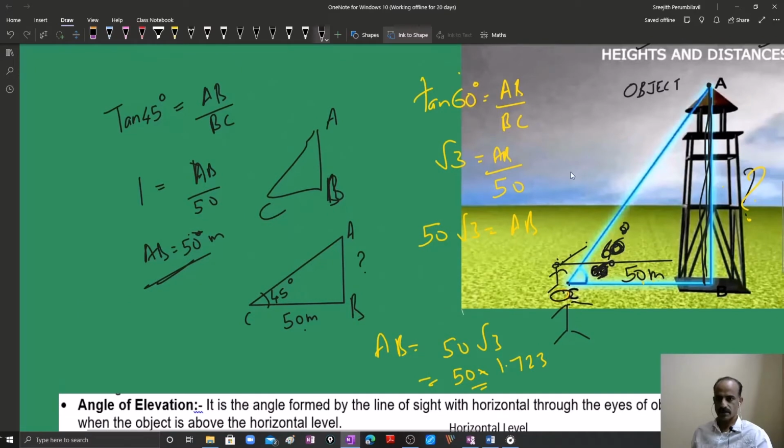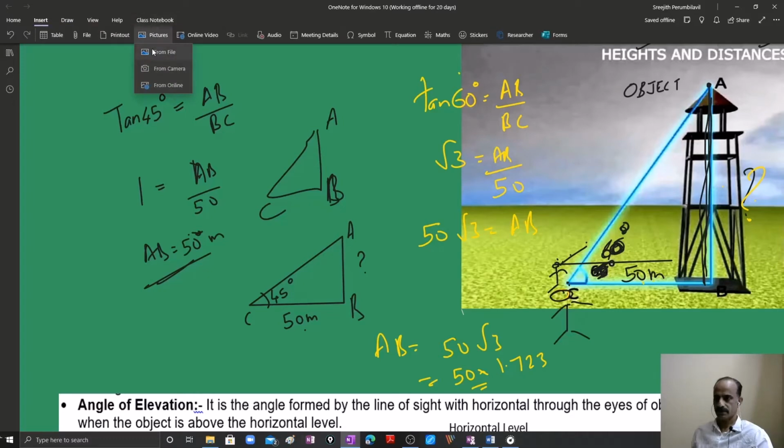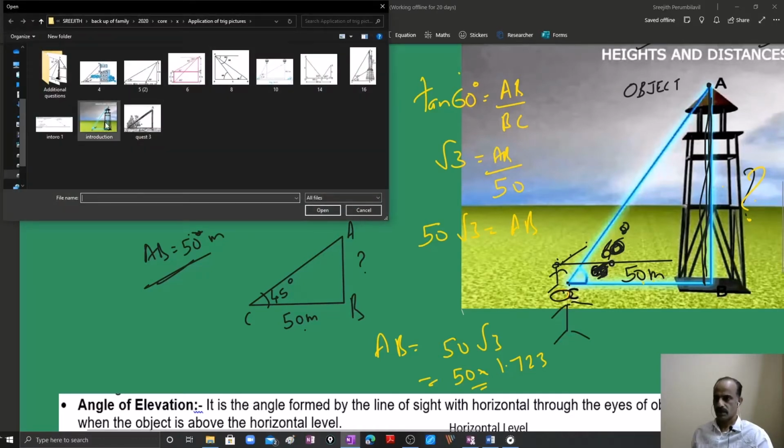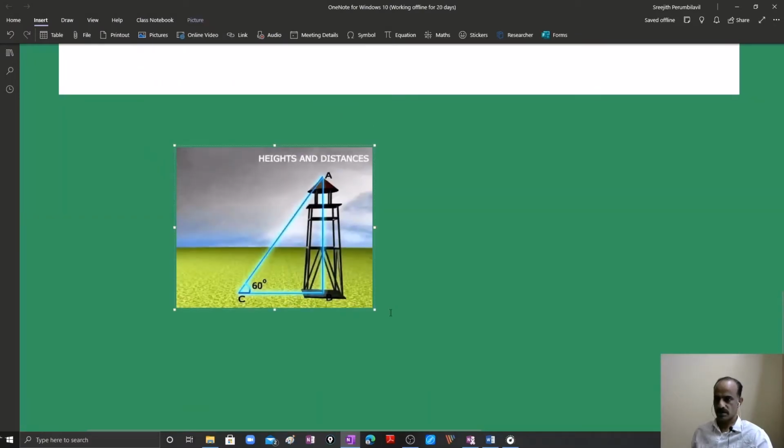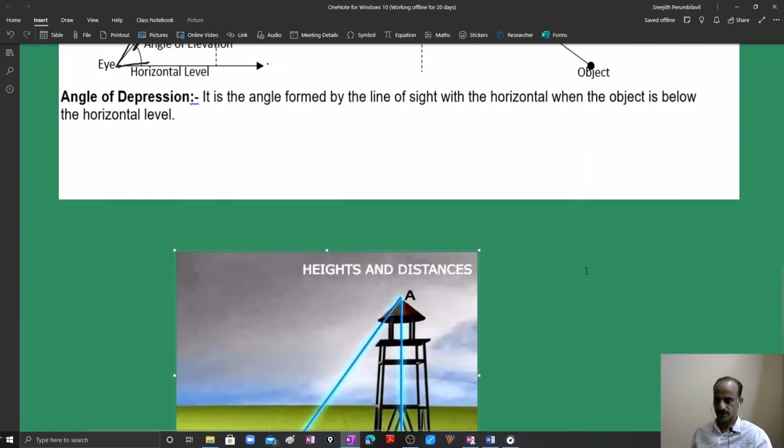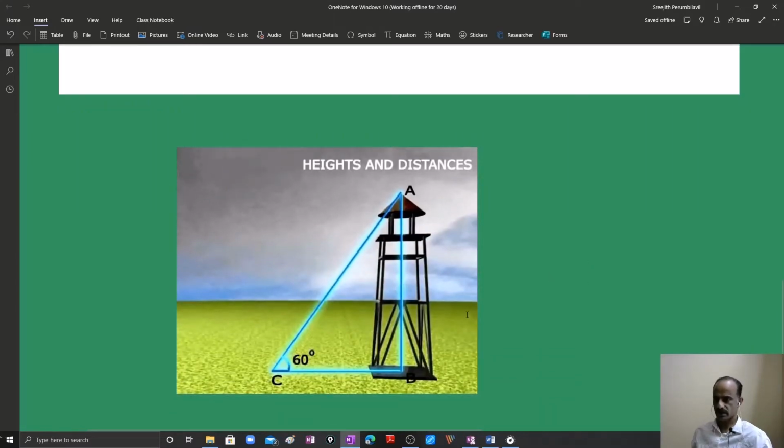Suppose you are standing on the top of this building. I'll just put that figure once again. So this is the angle of elevation that we are talking about. This particular angle, this is the angle of elevation. That is, the observer is standing here. Don't think that the observer is below the earth. No, the height of the observer is negligible. That's why we are not taking it into consideration.